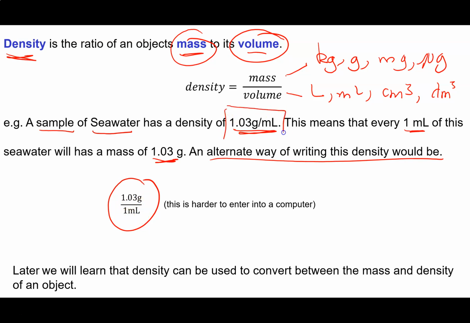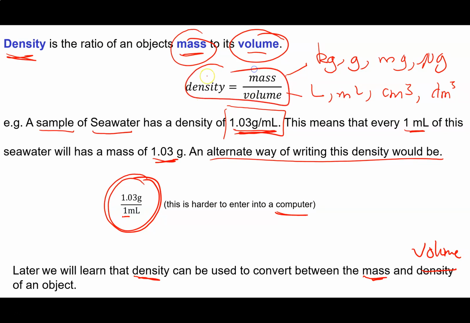Now, why do people make this little shortcut of not writing it as a fraction and missing out the 1 there? The main reason is that it's more difficult to enter into a computer. When you're writing it out, you can do this if that makes more sense to you. Later on, we're going to learn that density is used to convert between the mass of an object and its volume. So we're going to use the density expression to allow us to convert between mass and volume.